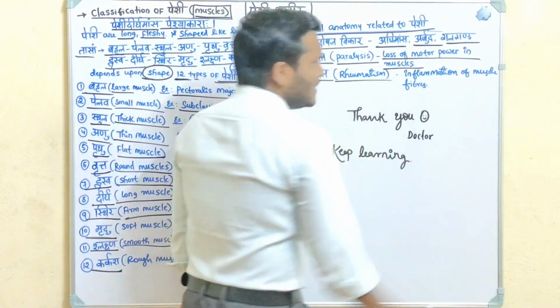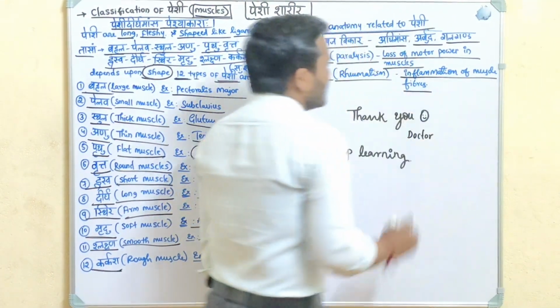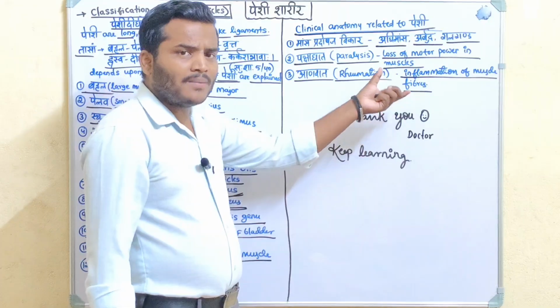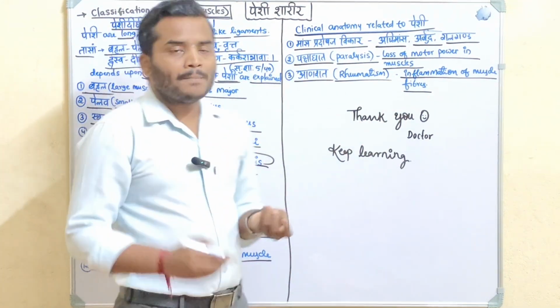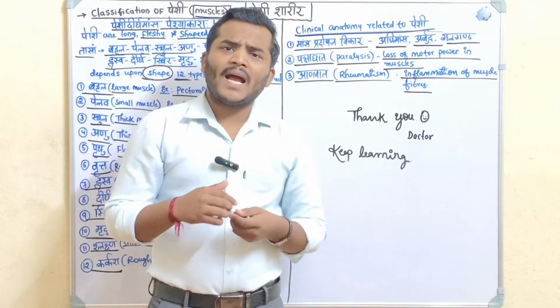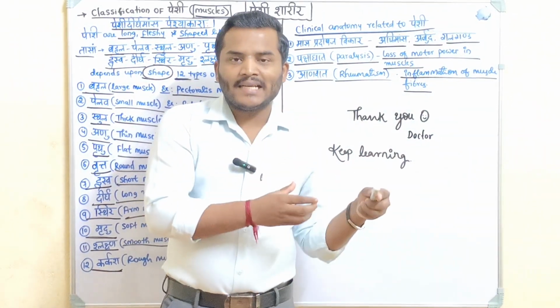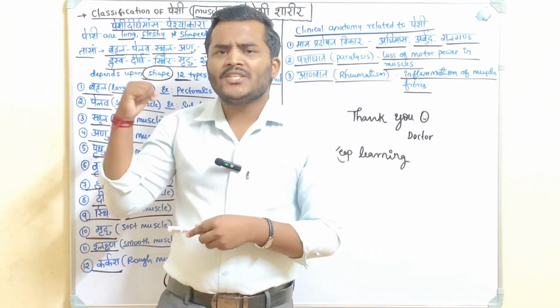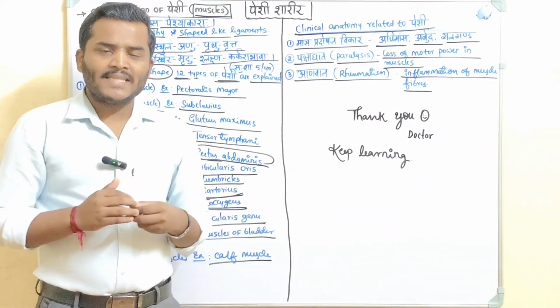Anavata means rheumatism. It refers to inflammation of the muscle fibers. Clinical anatomy related to peshi sharira, that is mamsa pradoshaja vikara as well as pakshagata and anavata. These are some clinical conditions related to the peshi sharira. Okay, here the chapter is completed.